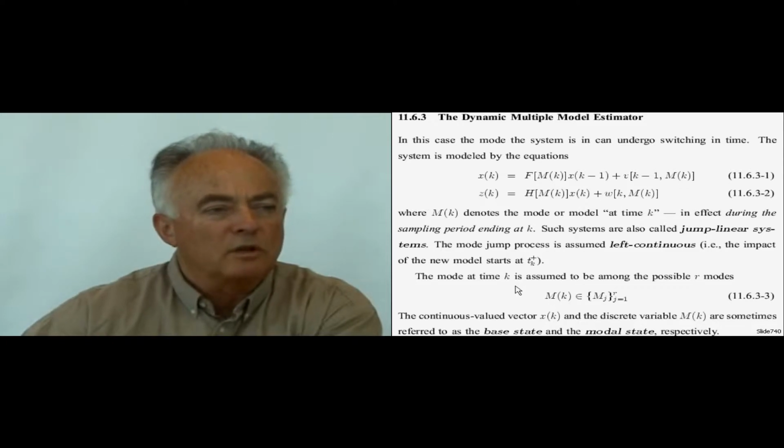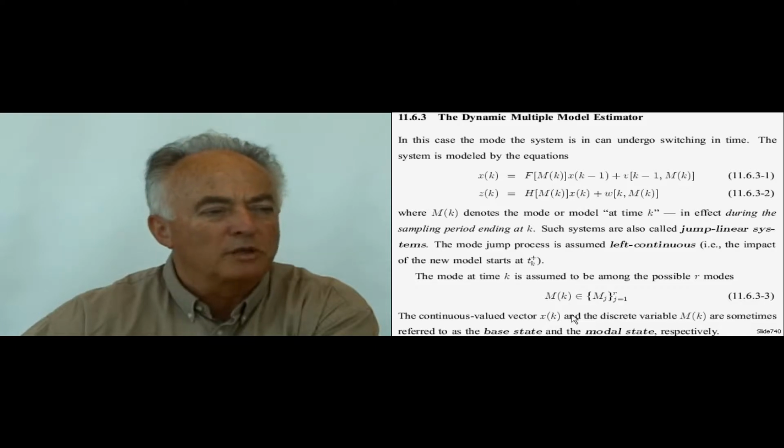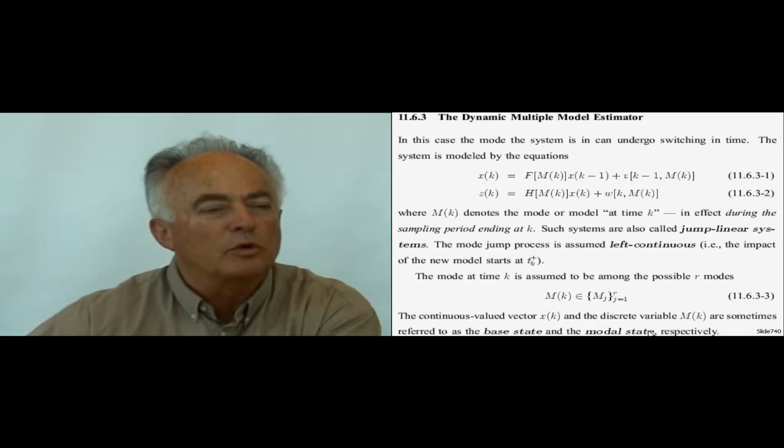Now the mode is again assumed to be one of our possible modes, so m of k, now time varying, is one of these r models, j from 1 to r. In terms of terminology, it's important to point out that the continuous valued vector xk is called the base state, and the mode mk, the discrete variable, is called the model state. So we have a base state and a model state. Another point to bring up is that in this case the entire state of the system consists of xk and mk, so it is a hybrid state, and this is why it's called a hybrid system.